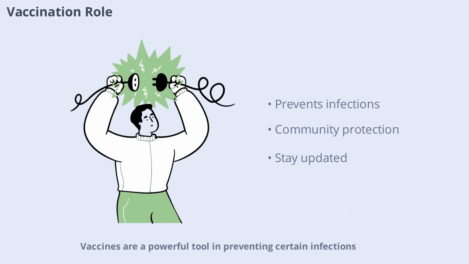Vaccines are a powerful tool in preventing certain infections. They work by training the immune system to recognize and fight specific pathogens. Common vaccines protect against diseases like influenza, measles, and hepatitis. Staying up to date with recommended vaccinations helps protect both individuals and communities from outbreaks.